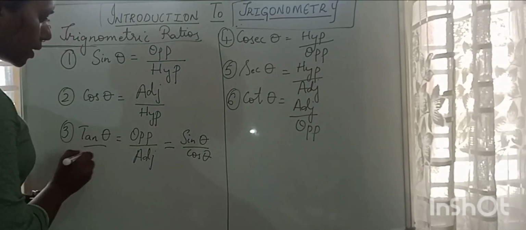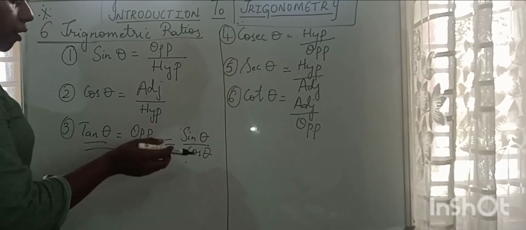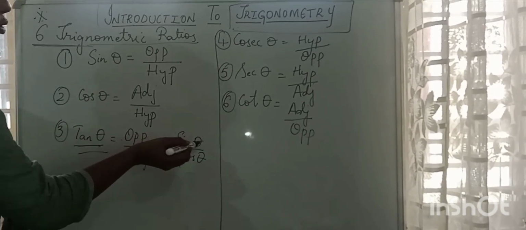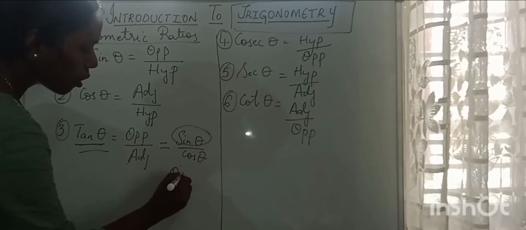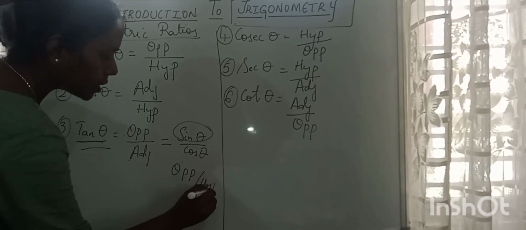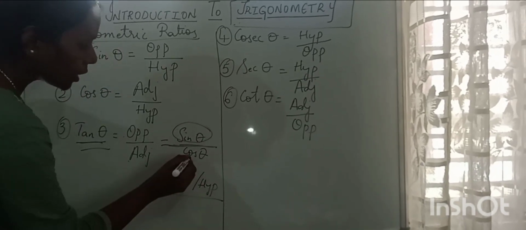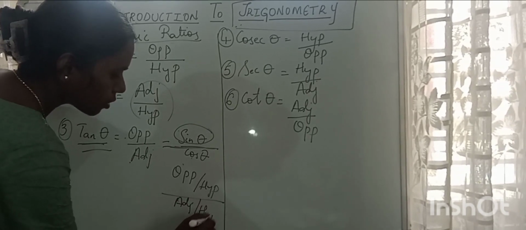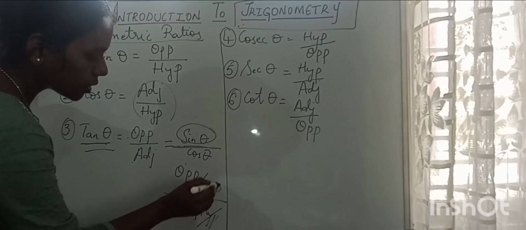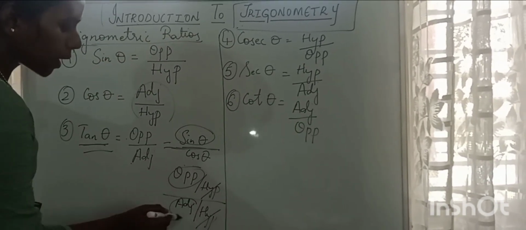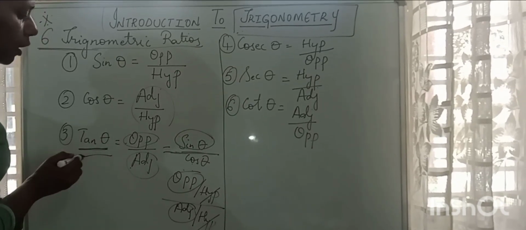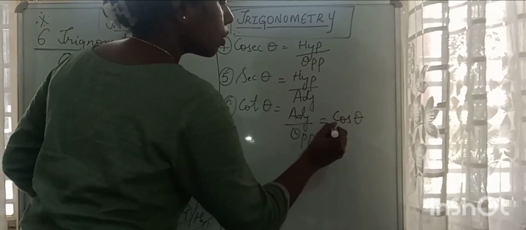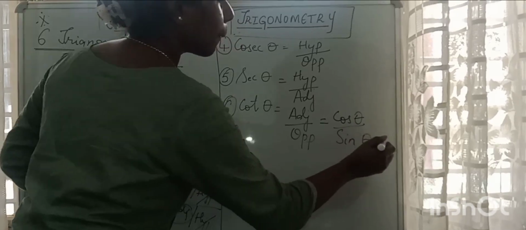We saw tan theta can be written as sin theta by cos theta. Why did I write sin theta by cos theta? Because we said tan theta is opposite by adjacent. So what is sin theta? It is opposite by hypotenuse. Here we have a fraction divided by cos theta. Cos theta is adjacent by hypotenuse. The denominators are the same, so hypotenuse will get cancelled. Remaining is opposite by adjacent. So we have got the same thing. Therefore tan theta can also be written as sin theta by cos theta. Similarly, cot theta can be written as cos theta by sin theta.